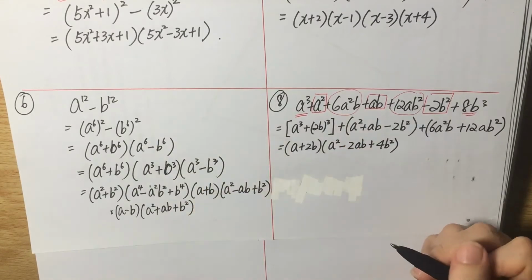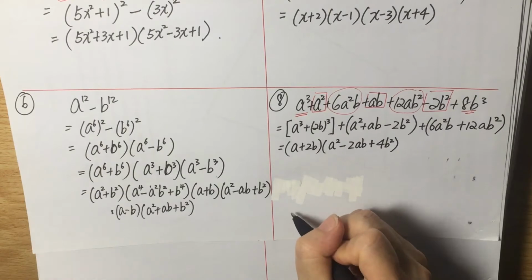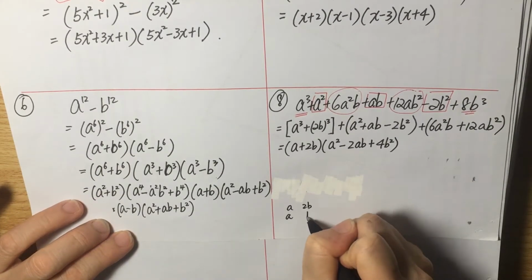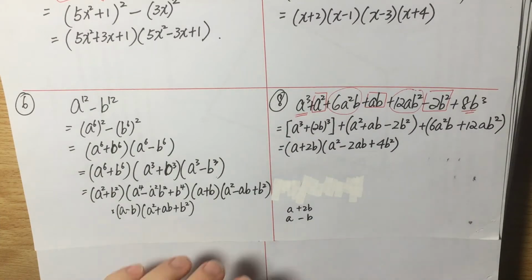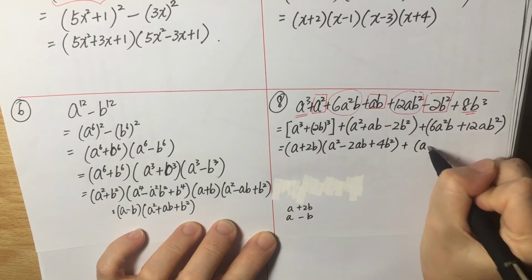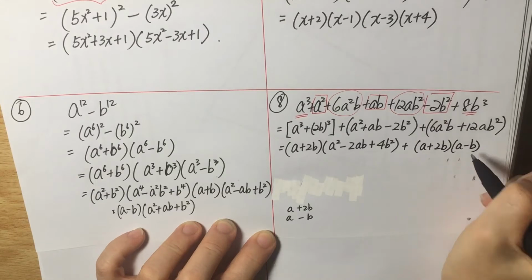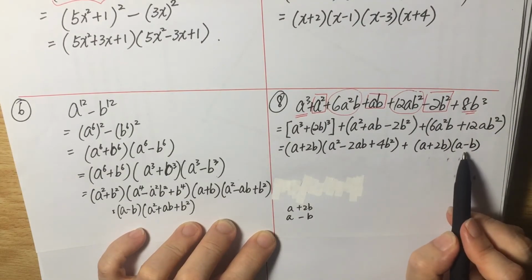Then these 2 terms, we use the cross method. A, A, 2B, B, plus here, minus here. So we are getting the AB in the center. So we are getting A plus 2B times A minus B. So this is for these three terms, factorized to be this.